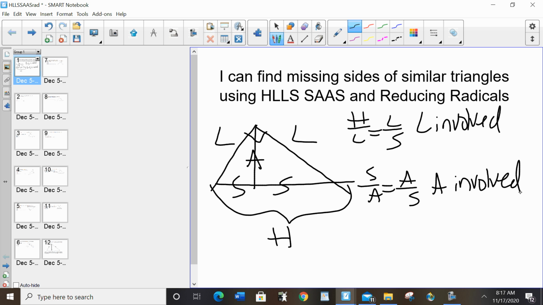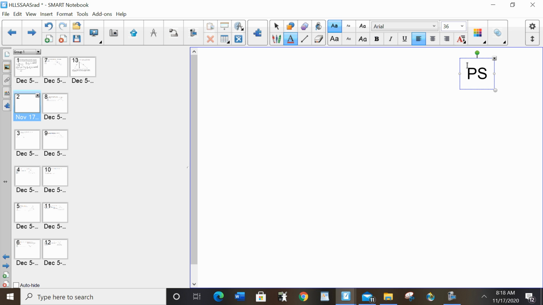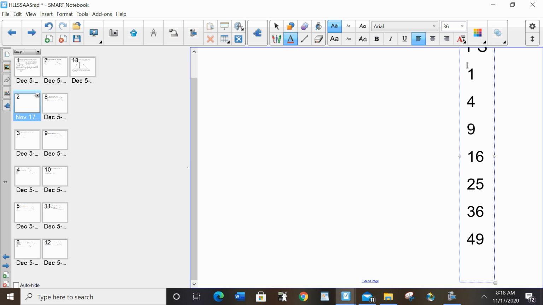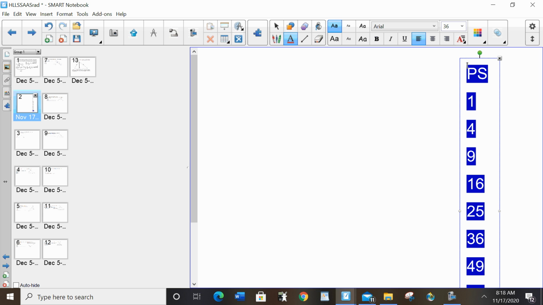We also did a lesson on reducing radicals, so let's take a moment now and go over that again quick. So let's just write out our perfect squares, because whenever you're reducing a radical, you should have your perfect squares written out. 1 times 1, 2 times 2, 3 times 3, 4 times 4, 5 times 5, 6 times 6, 7 times 7, 8 times 8, 9 times 9, 10 times 10. That should be good enough. Make that a little bit smaller so we can fit it.